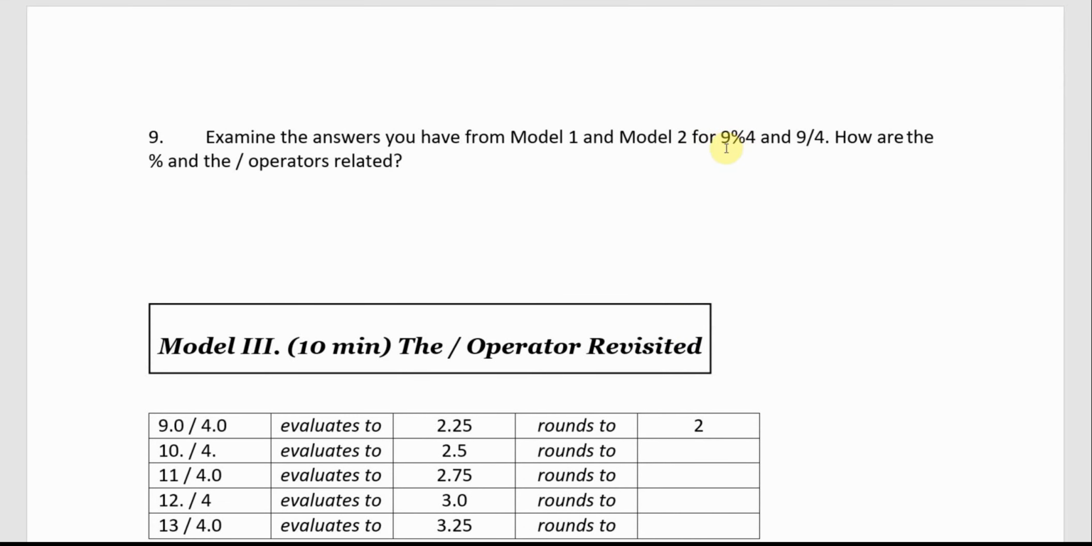So in number 9, 9 % 4 is 2, with a remainder of 1. The answer to this is the remainder. 9 divided by 4 here is the integer part of the answer, a 2, ignoring the remainder.